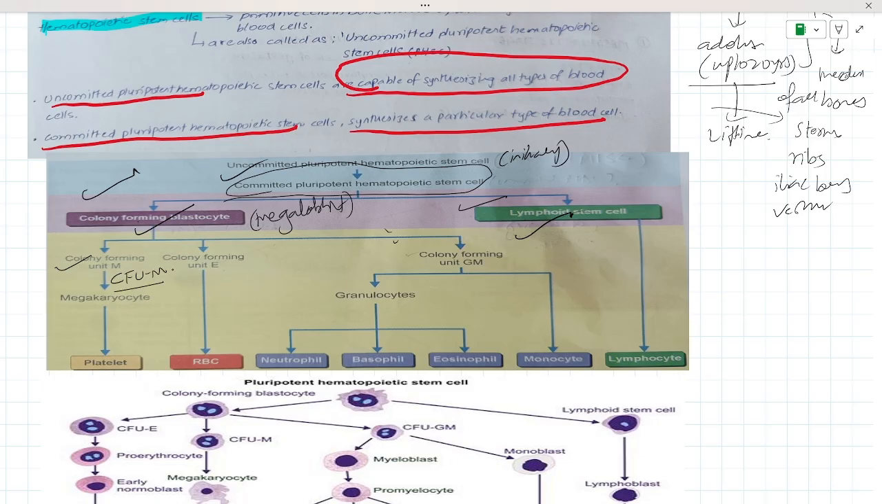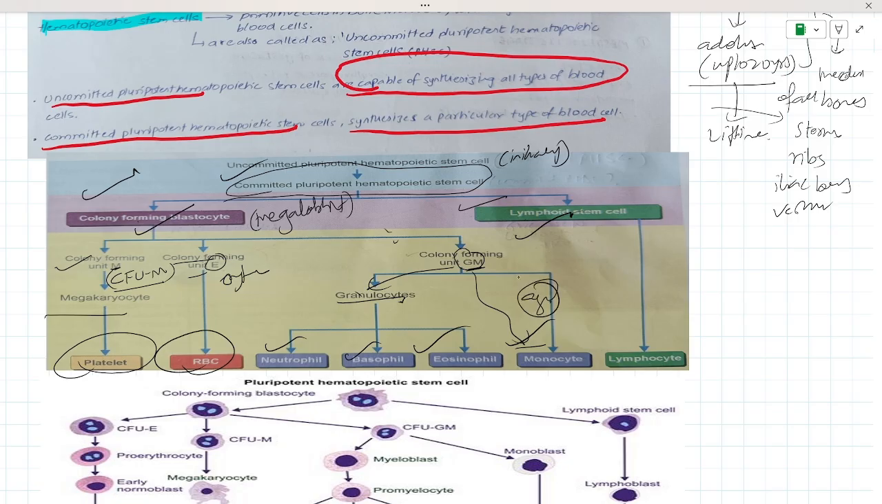CFU-M, we call it like this, synthesizes megakaryocytes, that is platelets. M for megakaryocyte. Same, colony forming unit E, E for erythrocyte, synthesizes RBC. And colony forming unit GM. GM means granulocyte and monocyte, which are capable of synthesizing granulocytes and monocytes. What are granulocytes? Neutrophils, basophils, and eosinophils. And monocyte is an agranulocyte. And we have lymphoid stem cells, which synthesize lymphocytes.